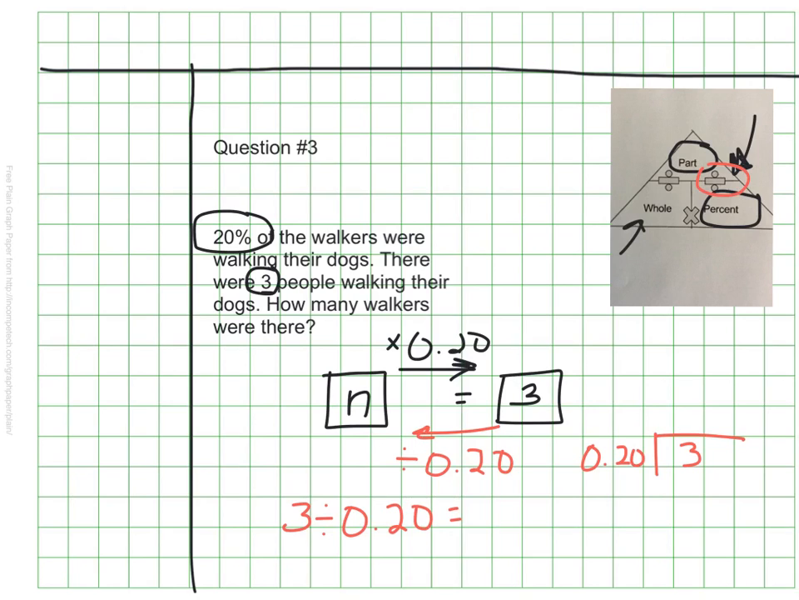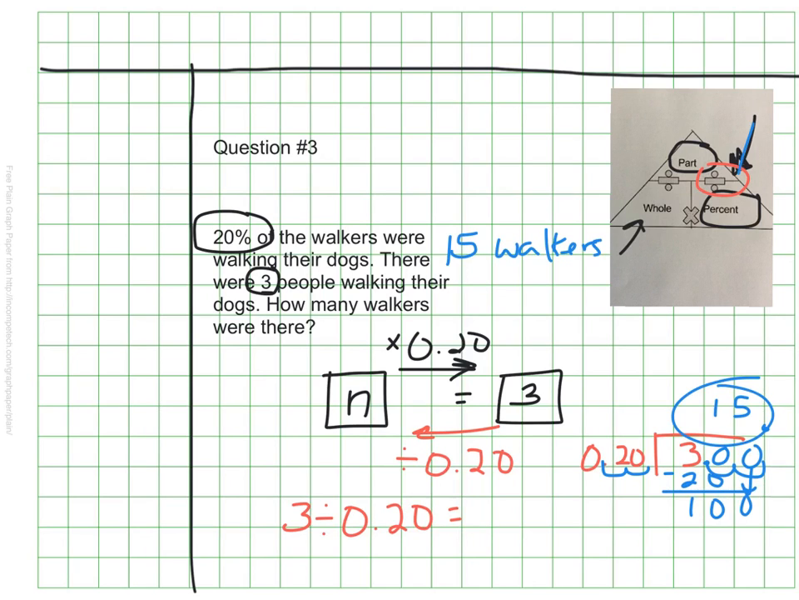You can set it up as well. I remember that I have to move my decimal. I'd have to move a decimal here, the same number of spaces, and add a couple place-holding zeros. And I would see that my answer is 15. There are 15 walkers. And I found that out through backtracking, and I remembered that it was backtracking by looking up here at my graphic and seeing that, oh, right, it's a division question.